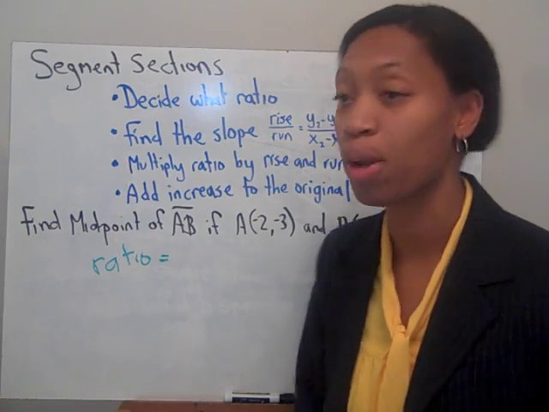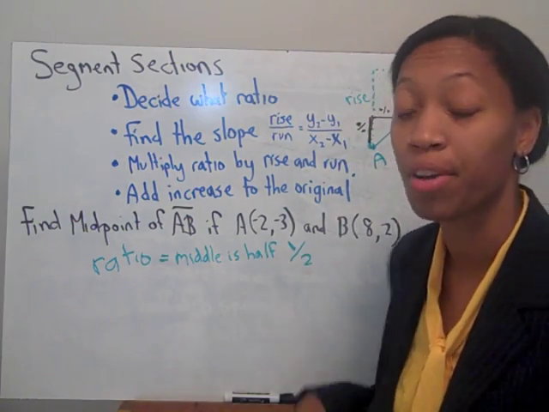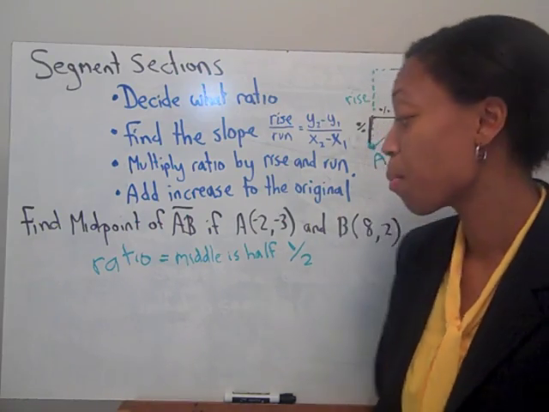So we want the halfway point. Okay, going to the middle, that's half. So our ratio is going to be 1/2. Okay, now we're going to find the slope.